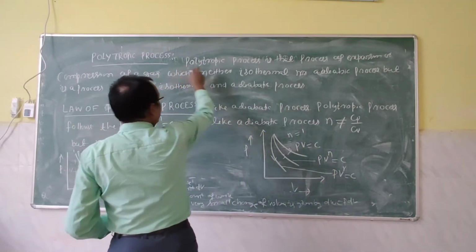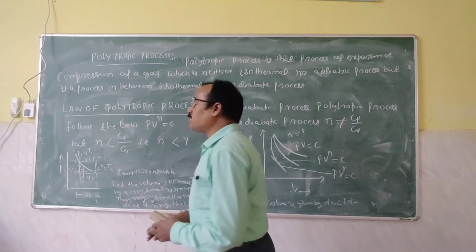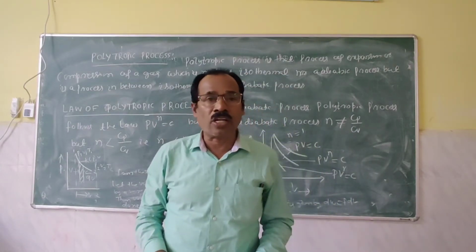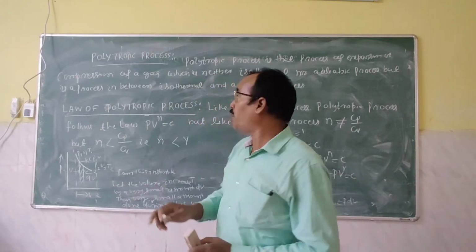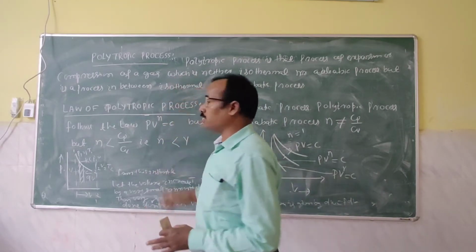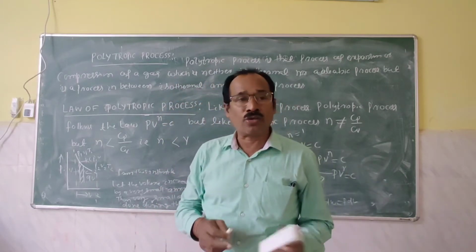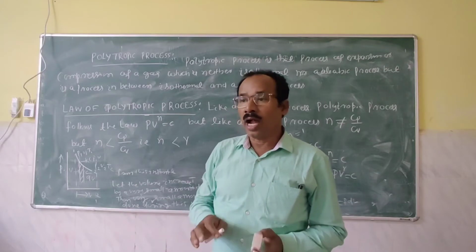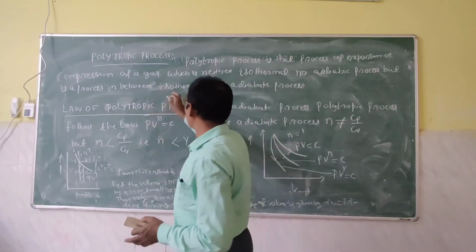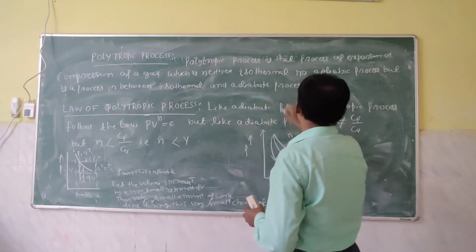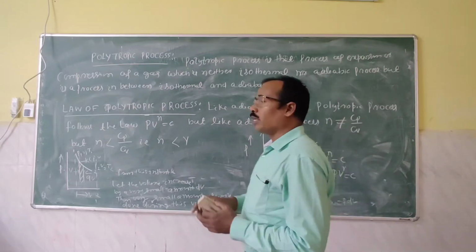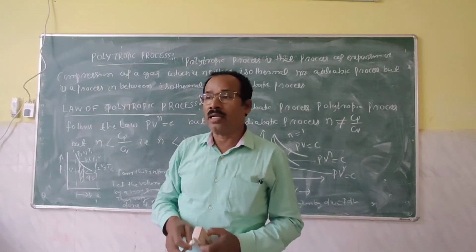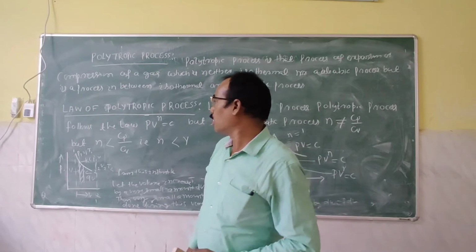Polytropic process is that process of expansion or compression of a gas which is neither isothermal nor adiabatic process, and it is in between isothermal and adiabatic process.